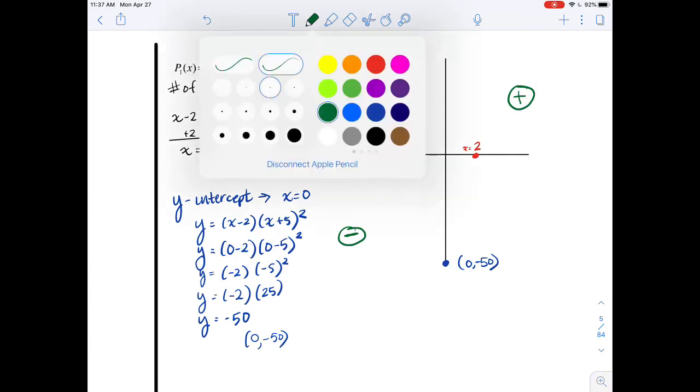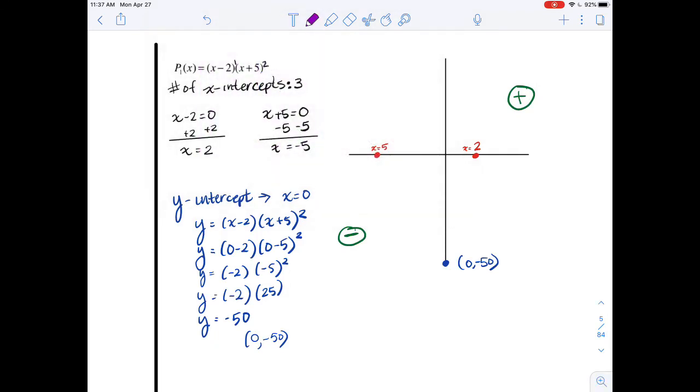So we know that this graph needs to come from, we're going to start in the negative direction, and this is going to tell us that we need a bounce. So we're going to start in the bottom. We need that bounce. We're going to come down, hit the y-intercept, and then bounce back up.